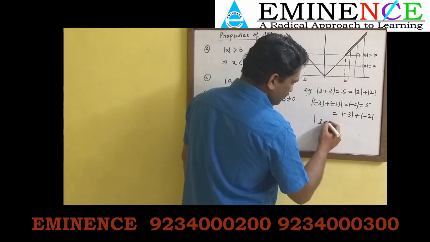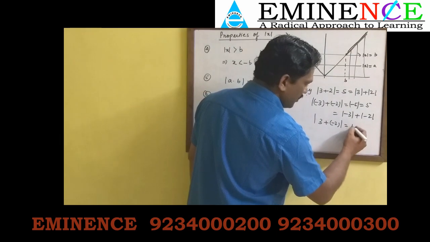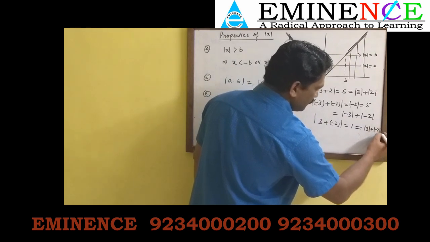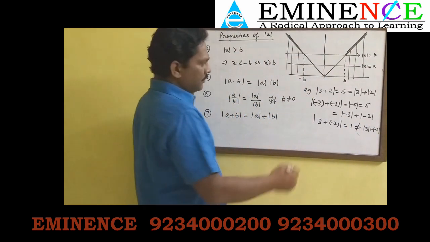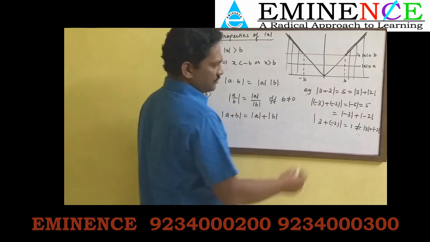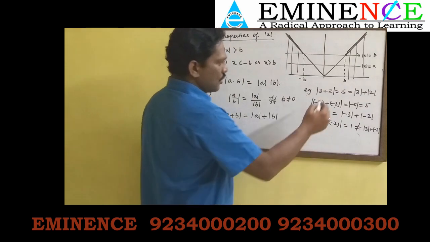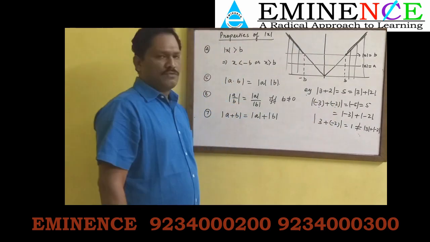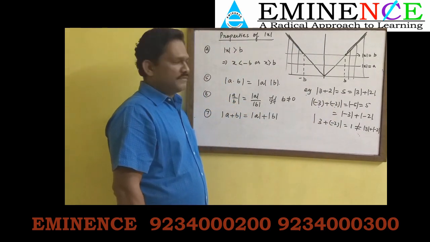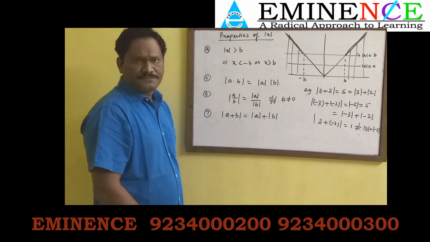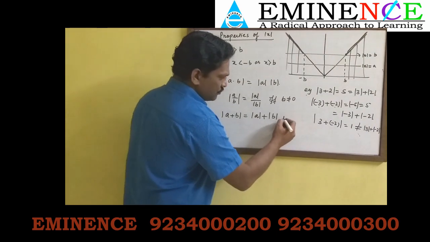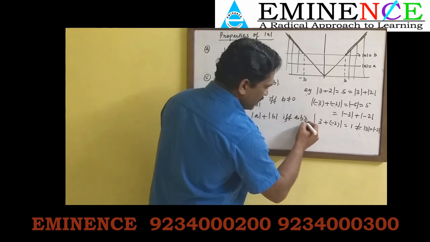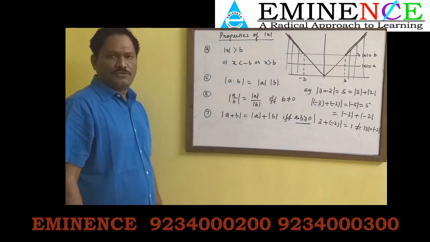But if I write it like this, what do you get? 1. Is it equal to modulus of 3 plus modulus of minus 2? This is not equal. So this equation can hold true if both of them are negative or both of them are positive. That means the product of two positive quantities is positive and the product of two negative quantities is also positive. So this equation can hold true if and only if a into b is greater than or equal to 0. Then only this will hold true.